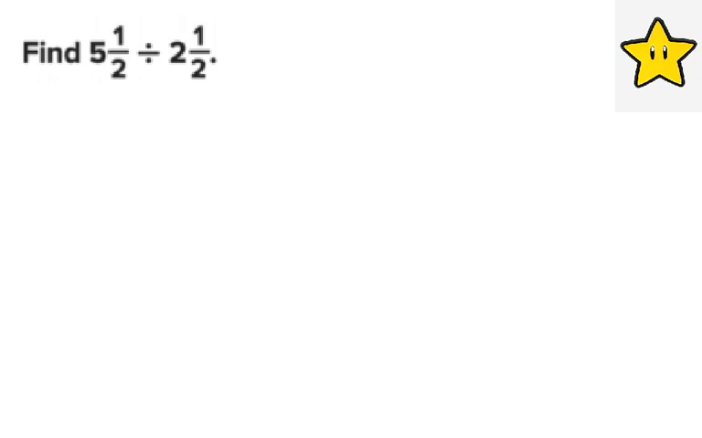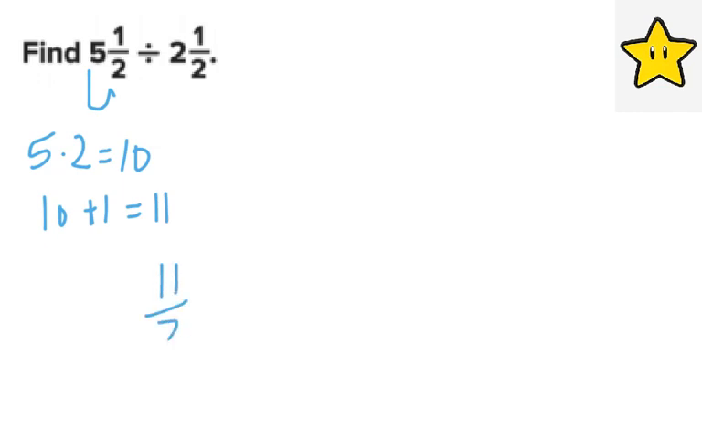So we have two mixed numbers here. And remember, we can't use mixed numbers when we're doing division or multiplication. So we're going to go ahead and change these mixed numbers into improper fractions again. We're going to do 5 times 2, which is 10. And then we're going to add the 1. Okay, and that gives us 11. So our new fraction is going to be 11 over 2.